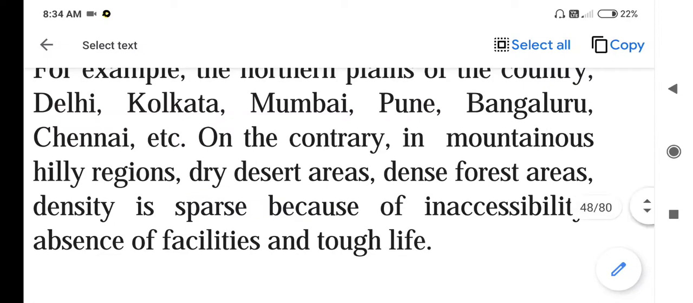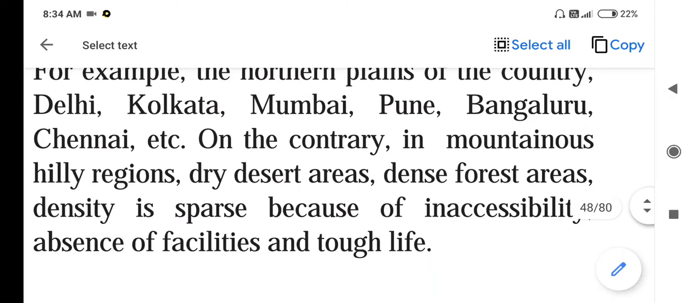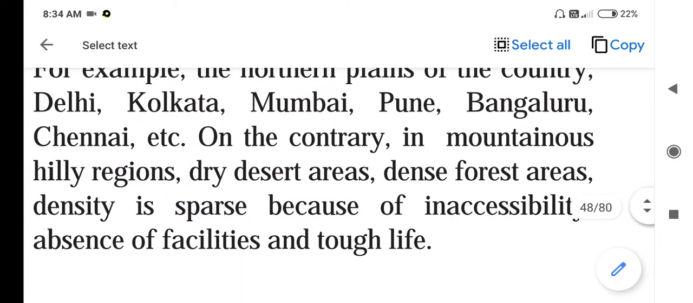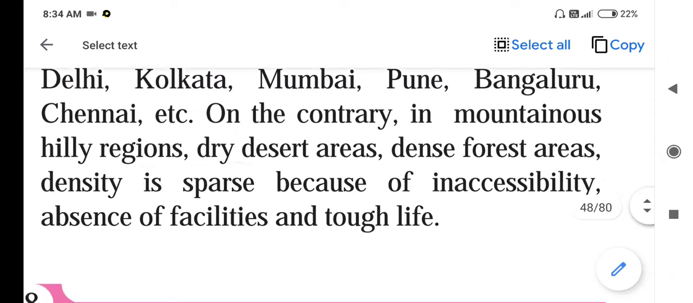So there are some areas like Jammu and Kashmir where mountains and hills are available. In Rajasthan, dry desert area is available. In Assam, dense forest areas are available. So due to that their population is sparse because of absence of facilities and tough life.